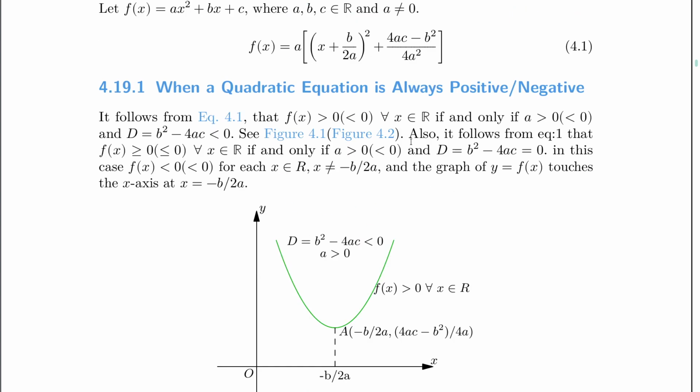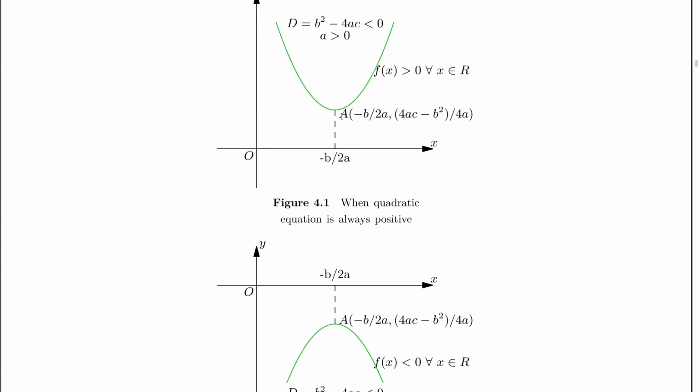This you can very easily acquire by putting minus b by 2a for x. This will become 0 if you substitute x is equal to minus b by 2a. So we will have 4ac minus b square by 4a only. So this is the distance of the vertex of the parabola. Parabola is always the plot of a quadratic equation.